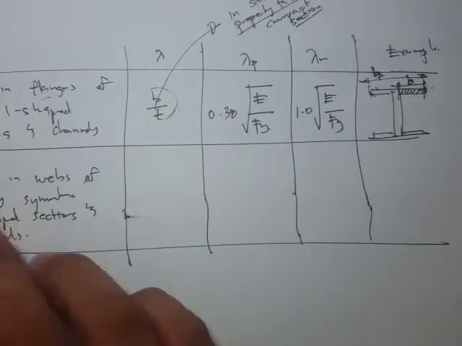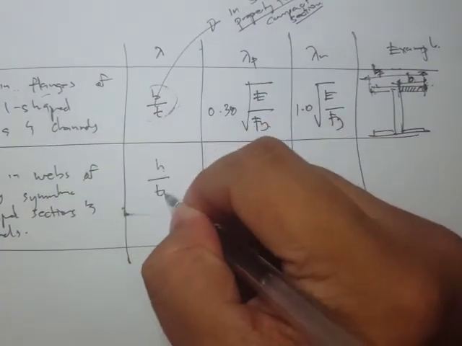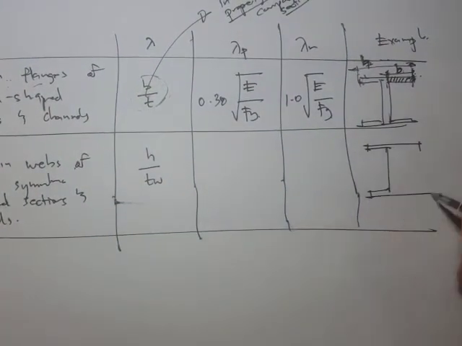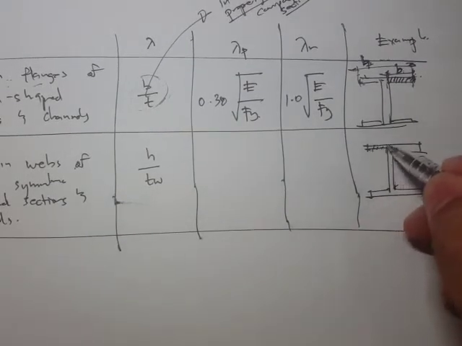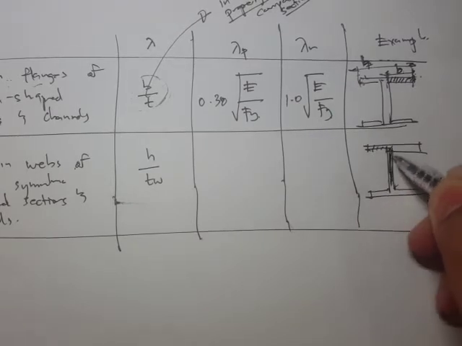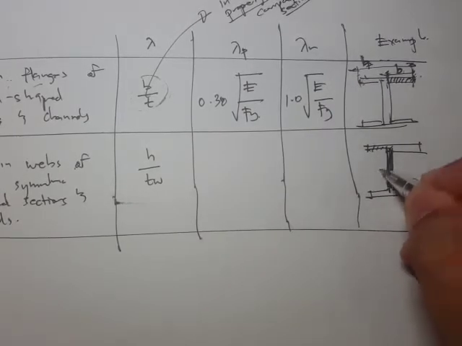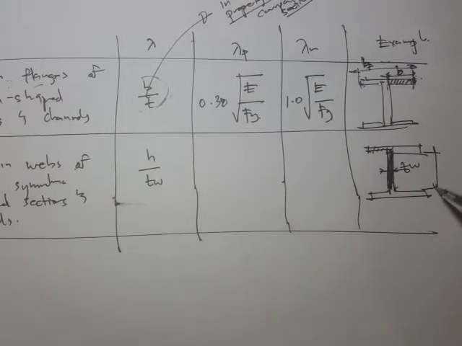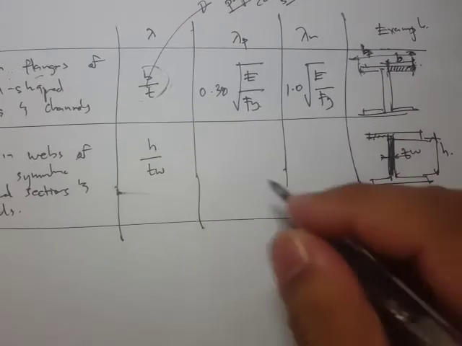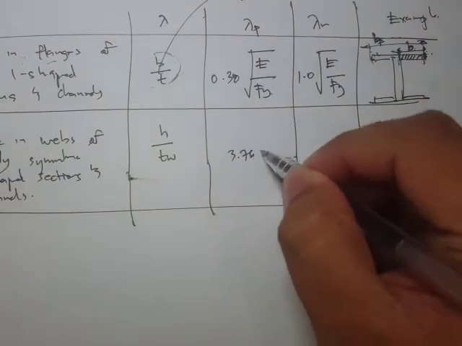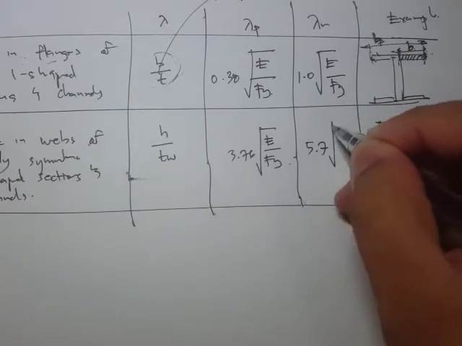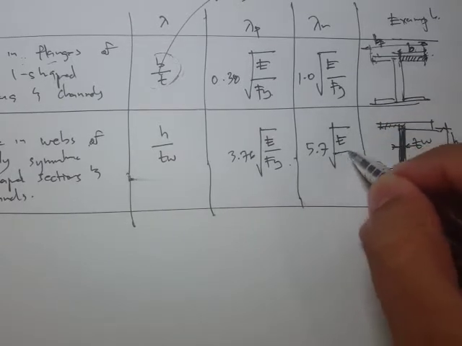Okay, so for this one, case 9, this is h all over the thickness of the web. And of course, the illustration would be something like this. Sorry, not that one. This would be the thickness and this height. Okay, and the limiting value is 3.76 square root of E all over Fy. This one is 5.7 square root of E all over Fy.